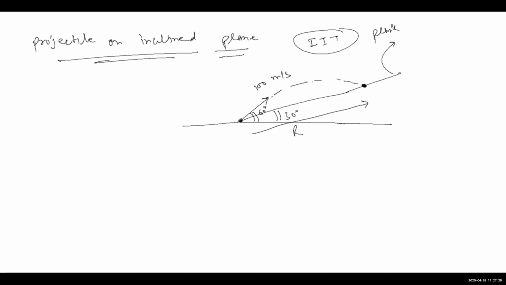I got 500 root 3 meters. Yeah, even I got 500 root 3 meters. How did you solve it? Yes, Anika, how did you solve it? So I took the inclined plane. I took the angle as 30 degrees. First, I found the time. I used the fourth equation.